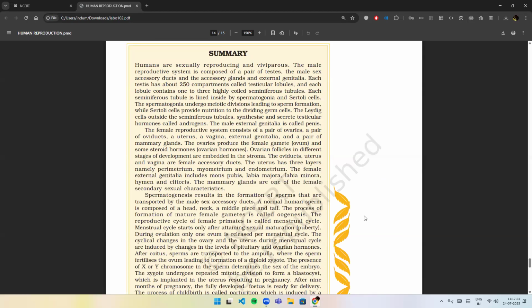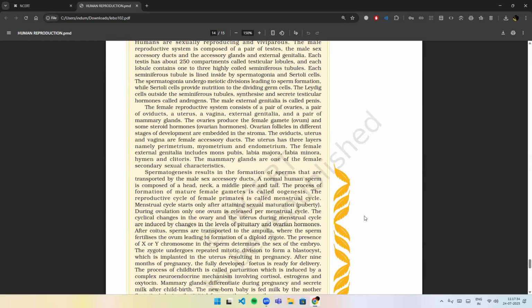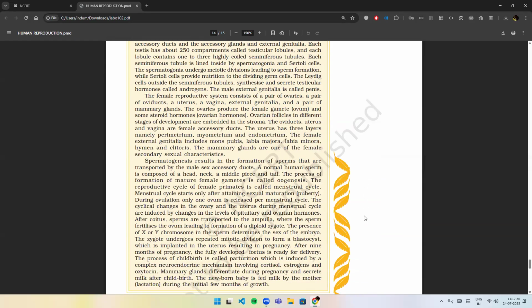The Leydig cells outside the seminiferous tubules synthesize and secrete testicular hormones called androgens. The male external genitalia is called the penis. The female reproductive system consists of a pair of ovaries, a pair of oviducts, a uterus, a vagina, external genitalia, and a pair of mammary glands. The ovaries produce the female gamete and some steroid hormones. Ovarian follicles in different stages of development are embedded in the stroma.